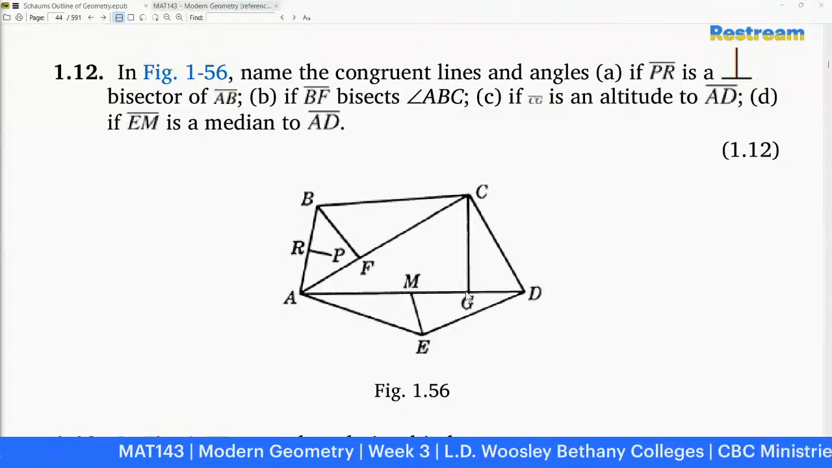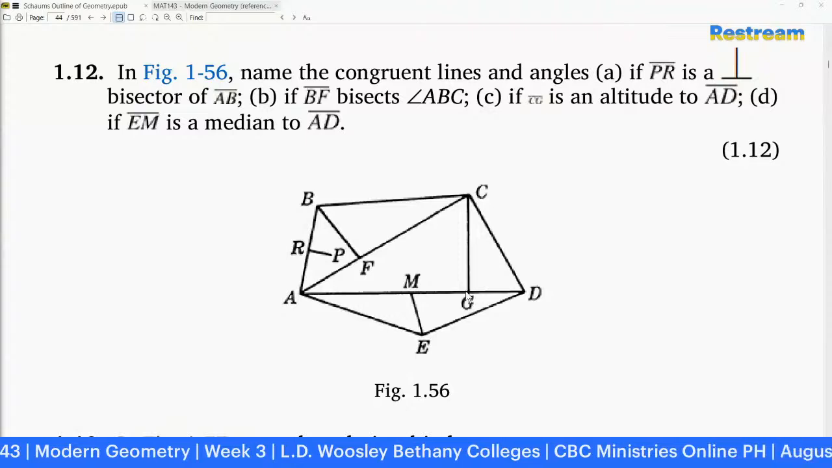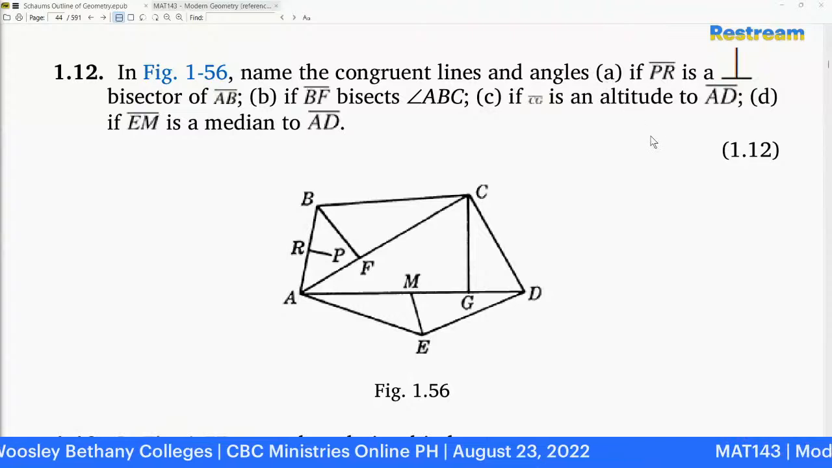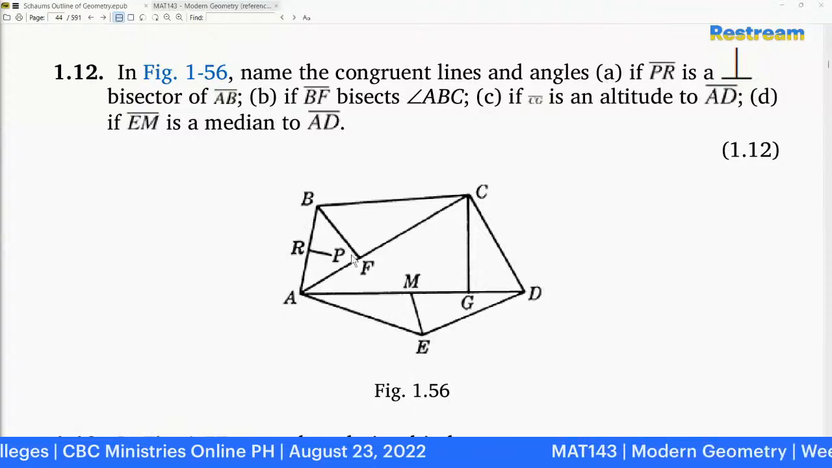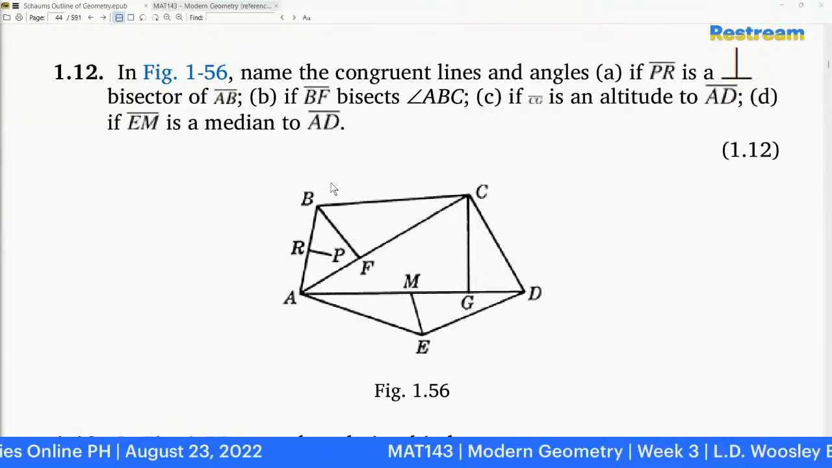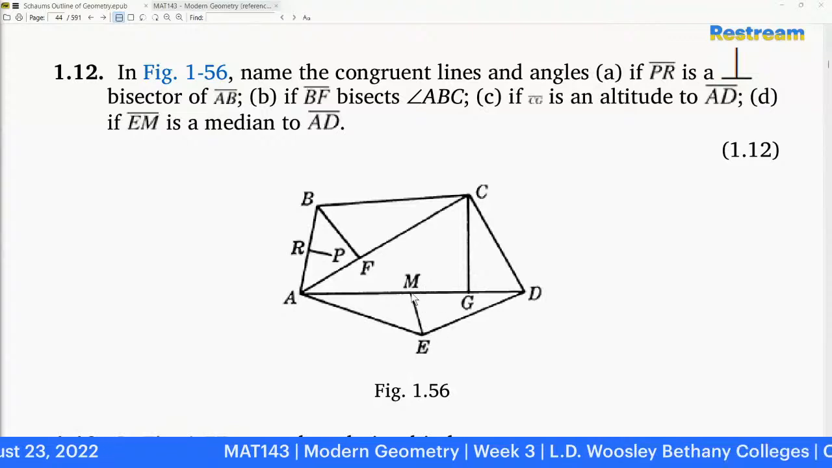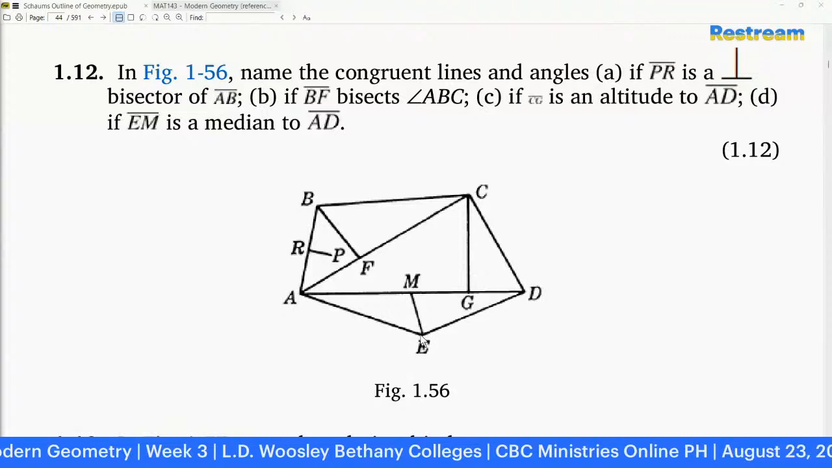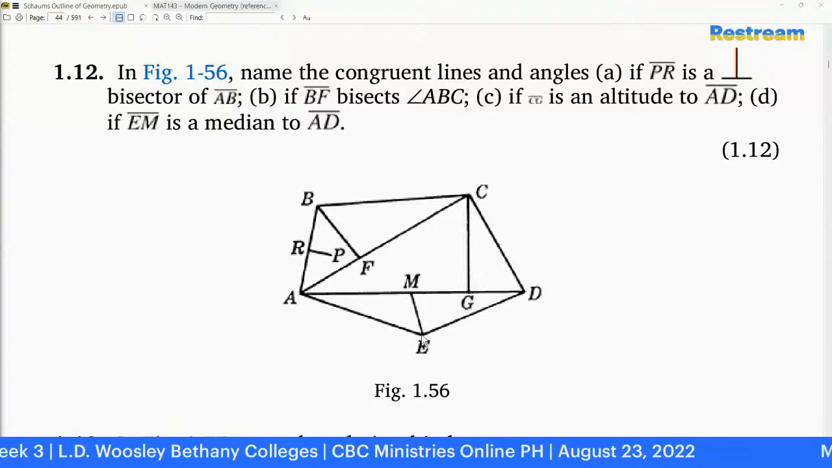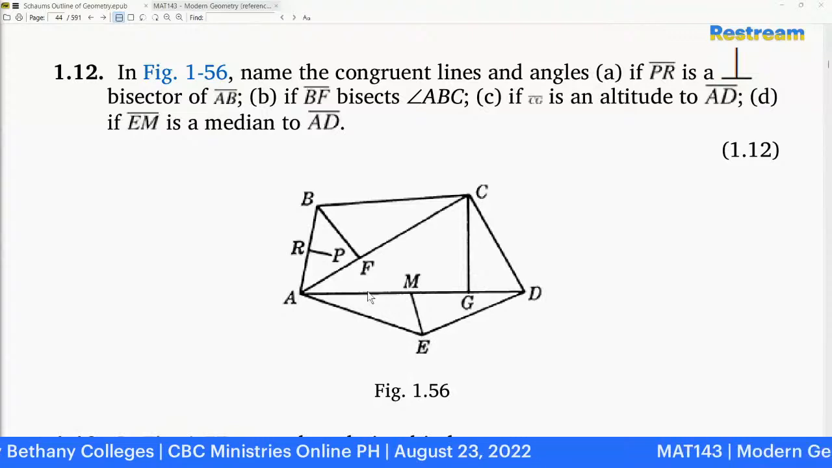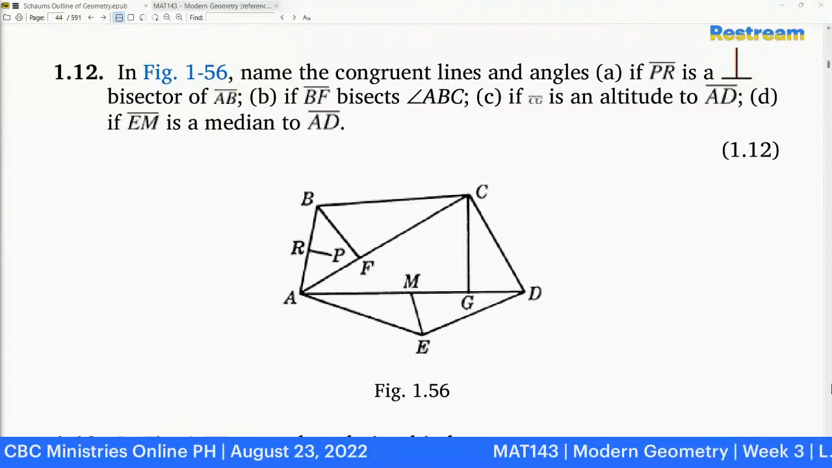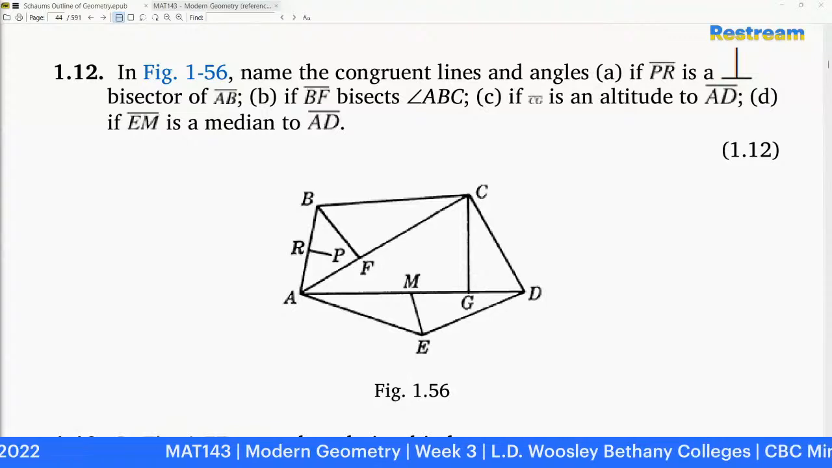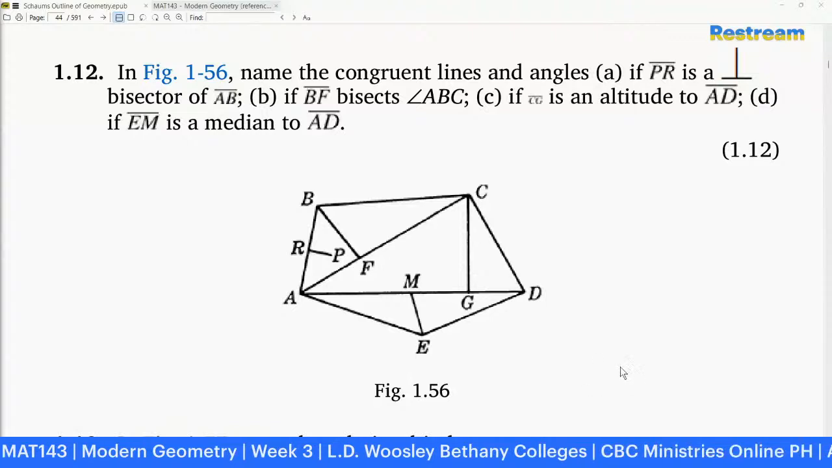Alright. So, mamaya na nga ito. So, that's the congruent right triangles. Next, EM is a median to AD. So, median, so it also divides. However, this is pointing to the vertex E. So, obviously, the congruent sides there are AM and DM. Those are the congruent segments, I would say.